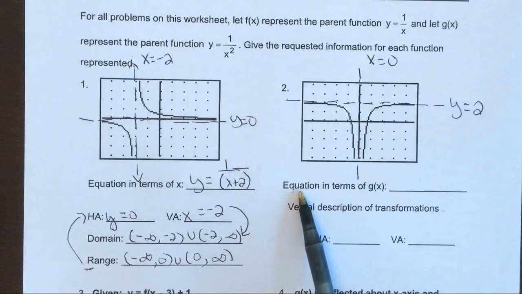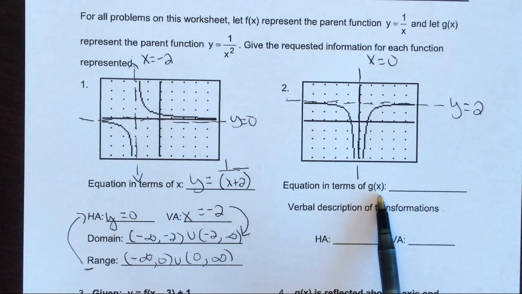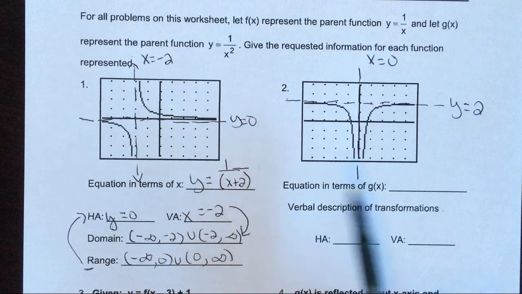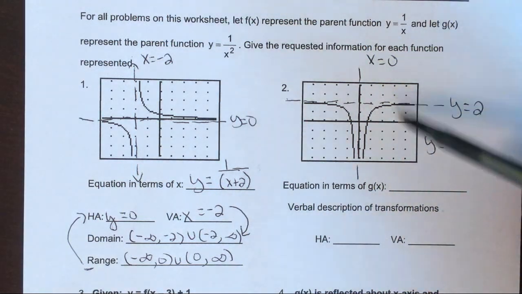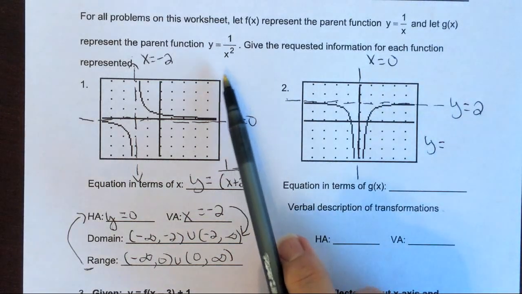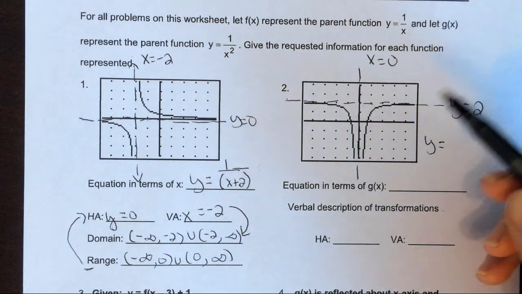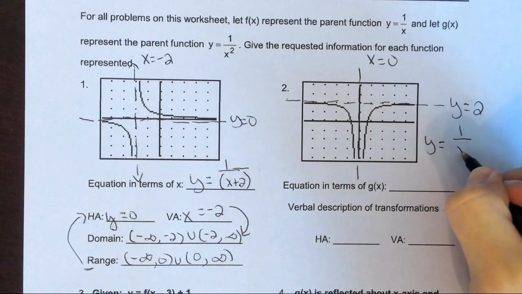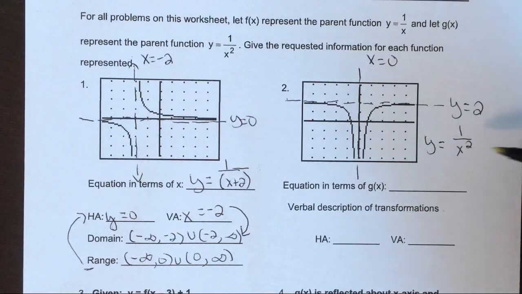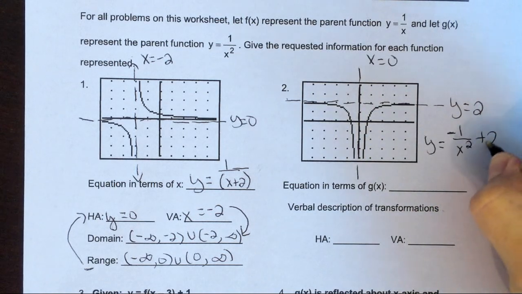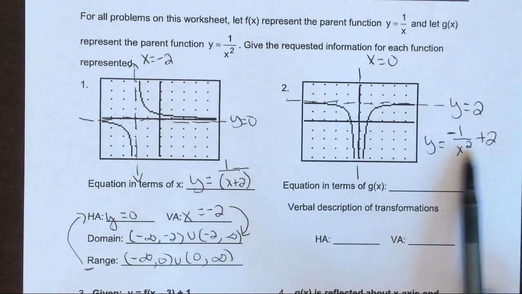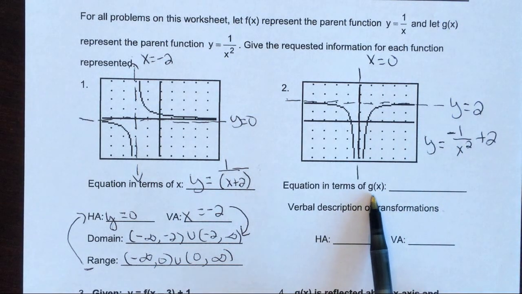So the first thing they asked me to do is write the equation in terms of g of x. Usually when they ask me to do this, I write it in terms of x first, and then I go to g of x. So I would write y equals, because it's a volcano, I'm thinking it's the x squared. It didn't go left or right at all, so I don't need any parentheses. It did flip, so I need a negative out here. And it did shift up from being at 0 to being at 2, so I put a plus 2.